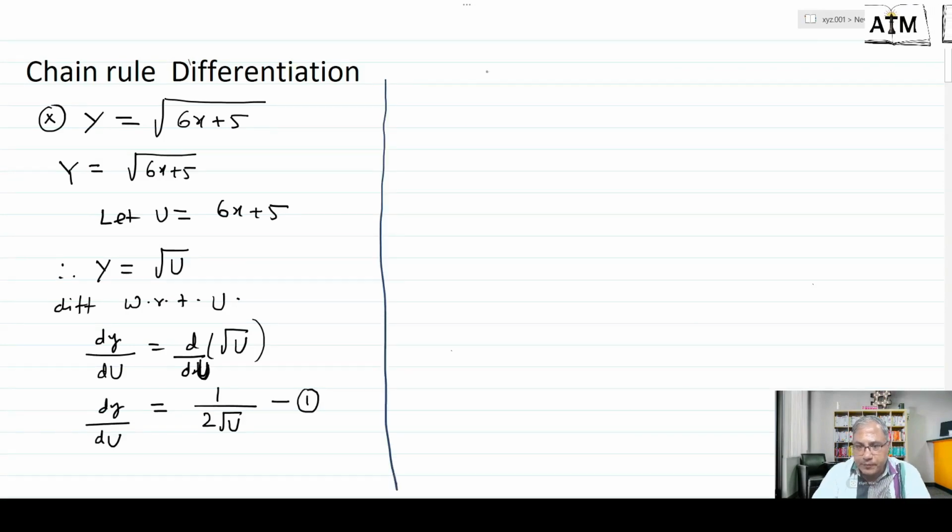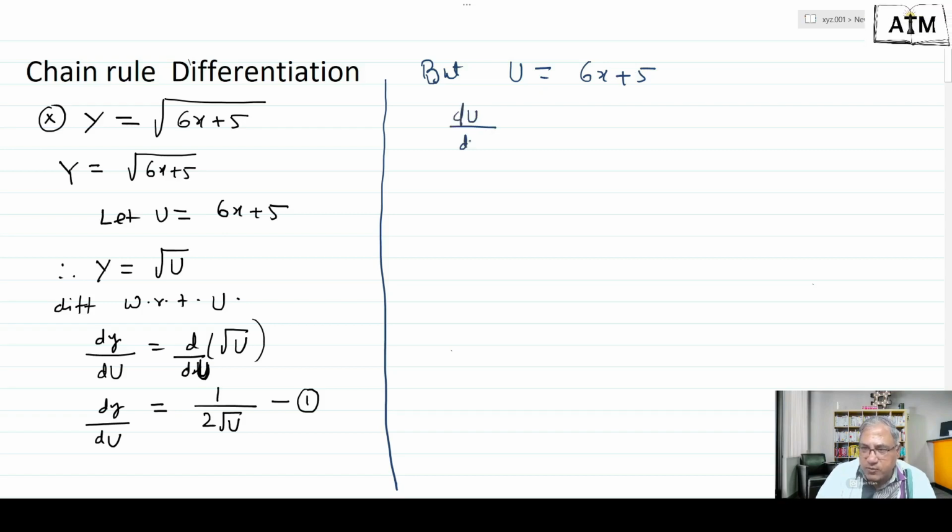After that, but u equals 6x plus 5. What do you do? Whenever the given problem, step number 1 is the supposition u equals, you remember it. In the chain rule, this step is valid for every problem. In the second step, we get dy by du equals, call it equation number 1. After that, you remember that u equals 6x plus 5. You remember this stage.